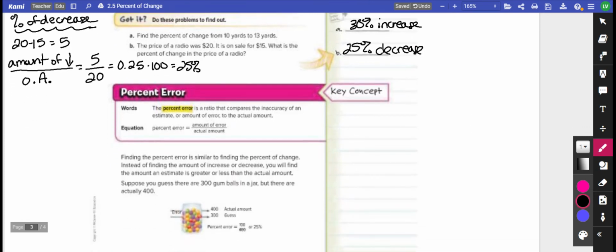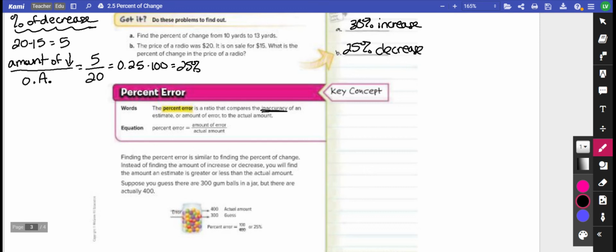So another key concept is the percent error. The percent error is a ratio that compares the inaccuracy of an estimate, or amount of error, to the actual amount. So the equation is the percent error equals the amount of error divided by the actual amount. Finding the percent error is similar to finding the percent of change. Instead of finding the amount of increase or decrease, you will find the amount an estimate is greater or less than the actual amount.